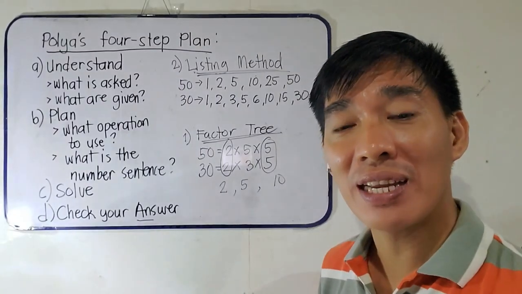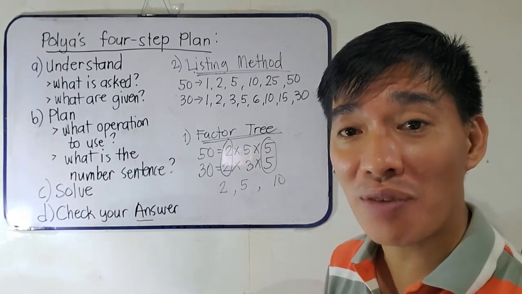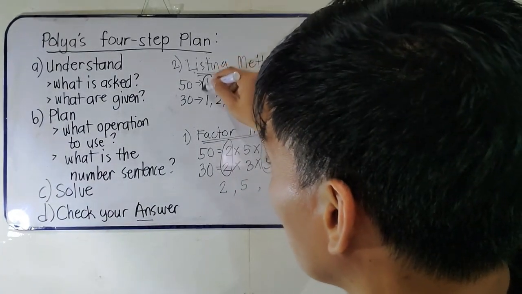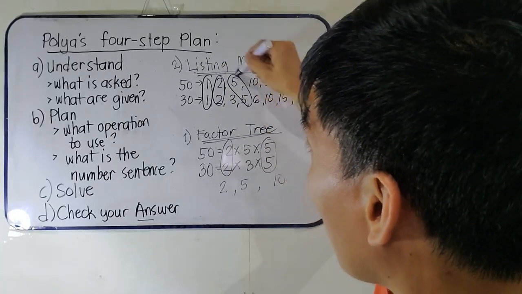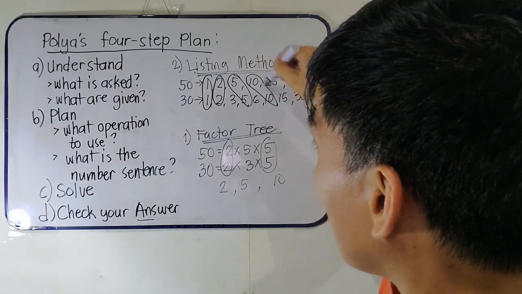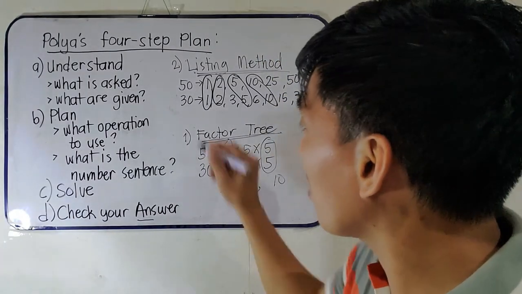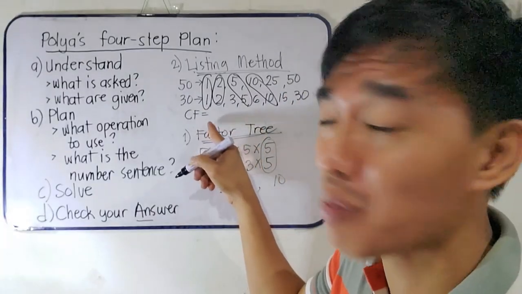After that one, now that you already have the factors of 50 and 30, the next thing that you have to do is to get their common factors. So they are common with 1, they are common with 2, they are common with 5, they are common with 10. Now, you might notice that the common factors, or CF, CF stands for common factors.